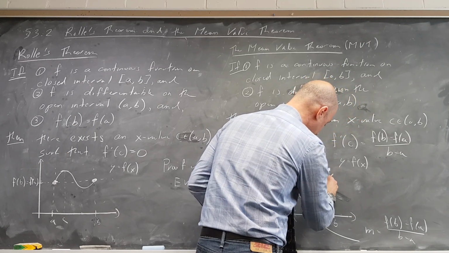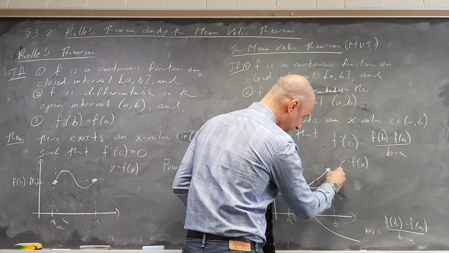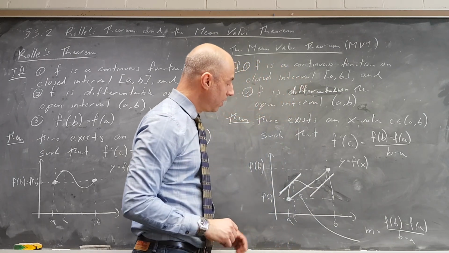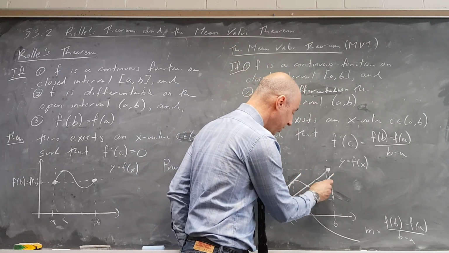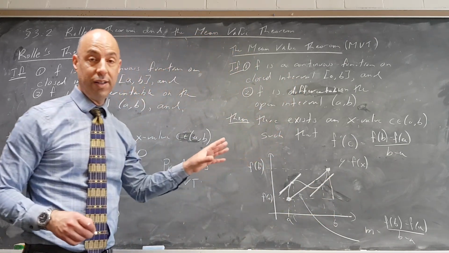There's another point where the tangent line to the curve is parallel to the secant line. That's supposed to be parallel again. I don't know if it looks parallel. So this line is parallel to this line. So C could be over here. I could have just as easily put it over here. But this says there is at least one.